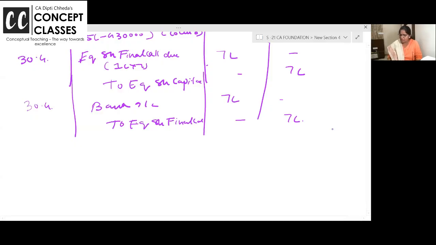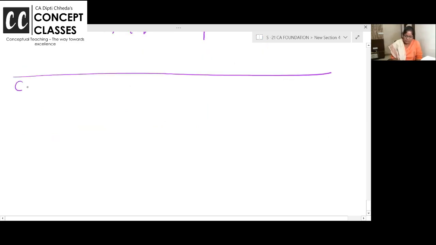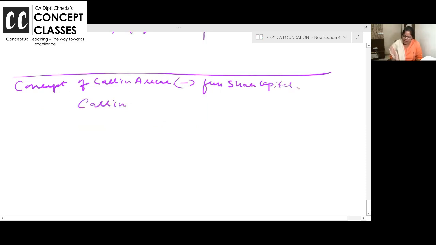Just for practice, कि आपको 1 जुलाई को कॉल इन अरियर्स है तो आप कैसे करोगे? Write down the concept of call in arrears. Call in arrears minus from share capital. Call in advance will appear in the liabilities because पहले से आ गया है, ठीक है?